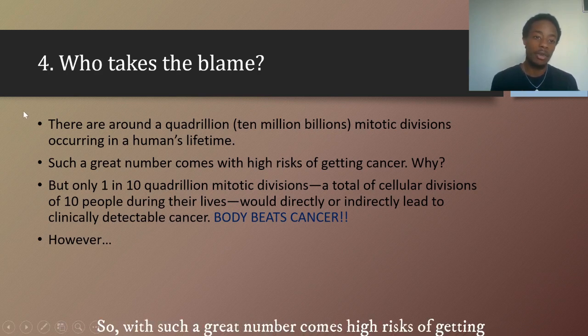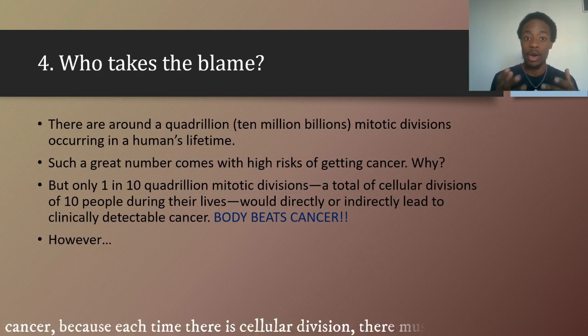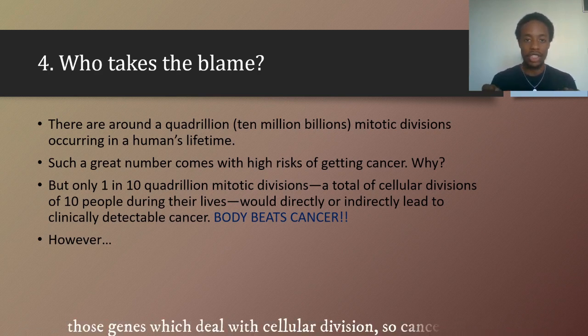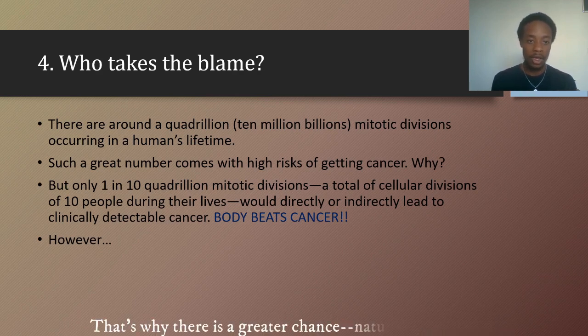So, with such a great number comes high risk of getting cancer, because each time there is cellular division, there must be DNA replication. And once DNA is being replicated, there's a chance that there can be change in those genes which deal with cellular division, and so cancer can arise. That's why there's a greater chance naturally.